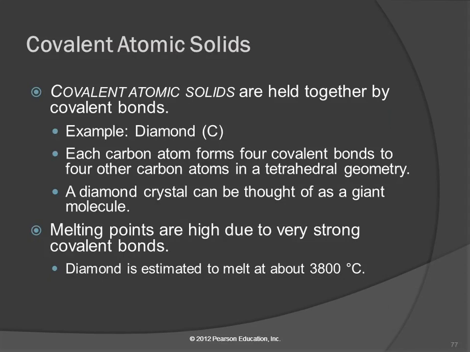So the atomic solids are held together by covalent bonds, covalent atomic solids. An example is diamond. Each carbon atom forms 4 covalent bonds to 4 other carbon atoms. And so the whole thing is covalently bonded together. Covalent bonds are really strong compared to intermolecular forces. A diamond crystal is really just one giant molecule. And these are going to have high melting points. Diamonds are estimated to melt at about 3,800 degrees Celsius.